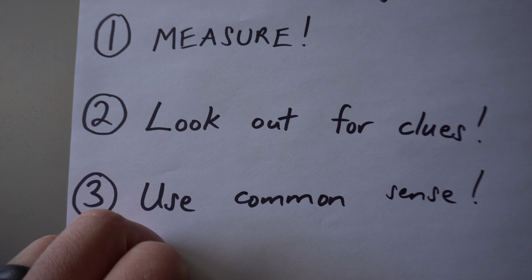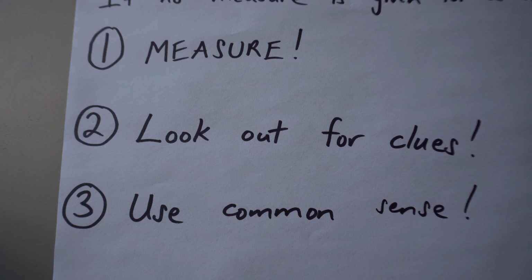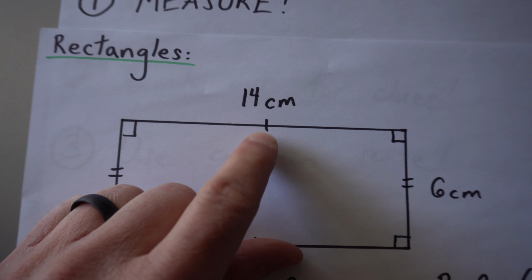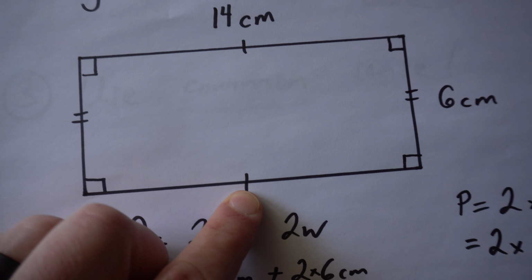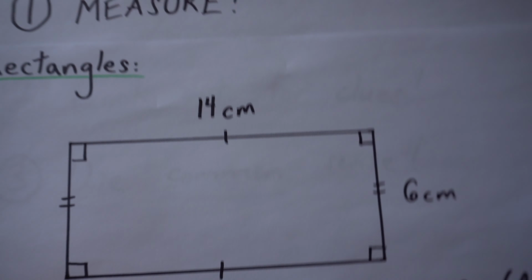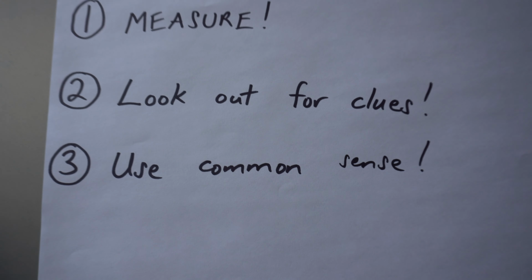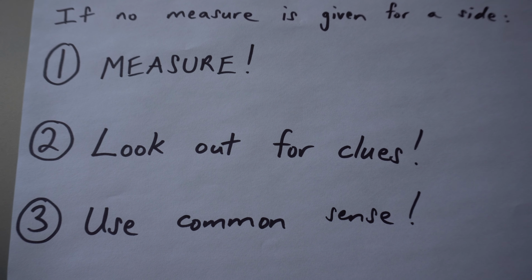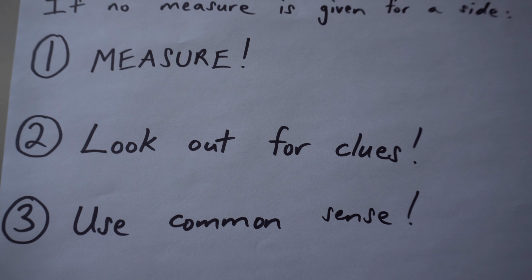Number 2, look for clues. Do you see any of those congruence marks? Because if you do, if you see this lining up with a measure, that means it has the same measure. And lastly, use common sense. If the numbers seem wrong, well, they probably are wrong. There you have it. Good luck.